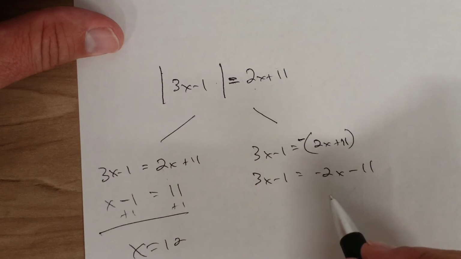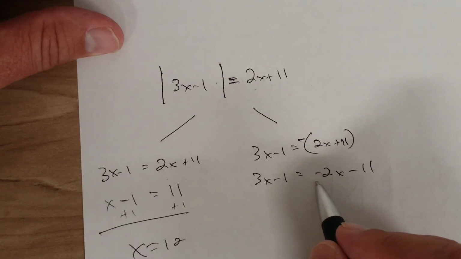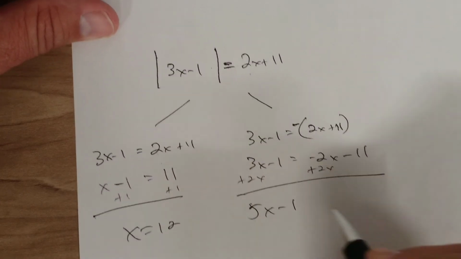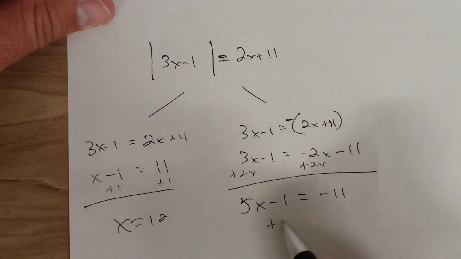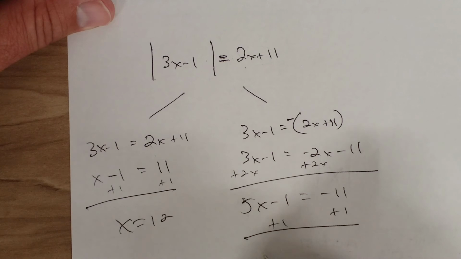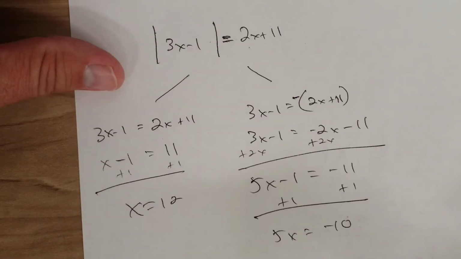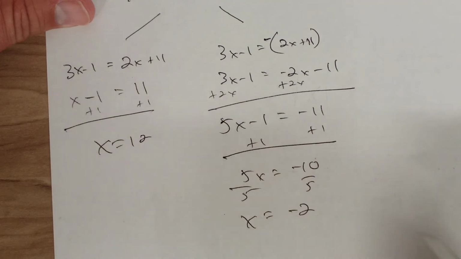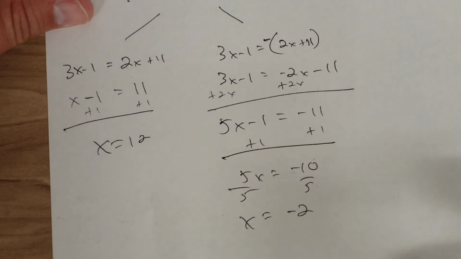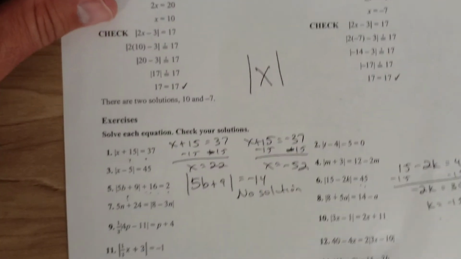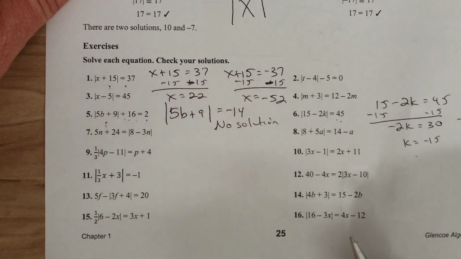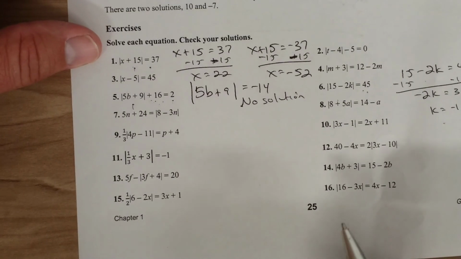Here, I'm going to add 2x to both sides. I get 5x minus 1 equals negative 11. I'm going to add 1. And I get 5x equals negative 10. When you divide by 5, you get x equals negative 2. And there's your two solutions. So absolute value equations have to be worked two ways. Once with the way it looks, and then once with the opposite of the number.